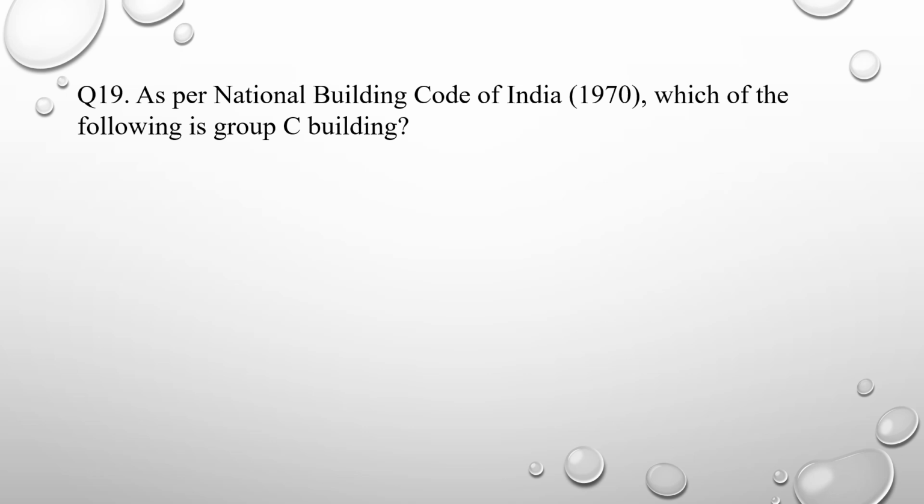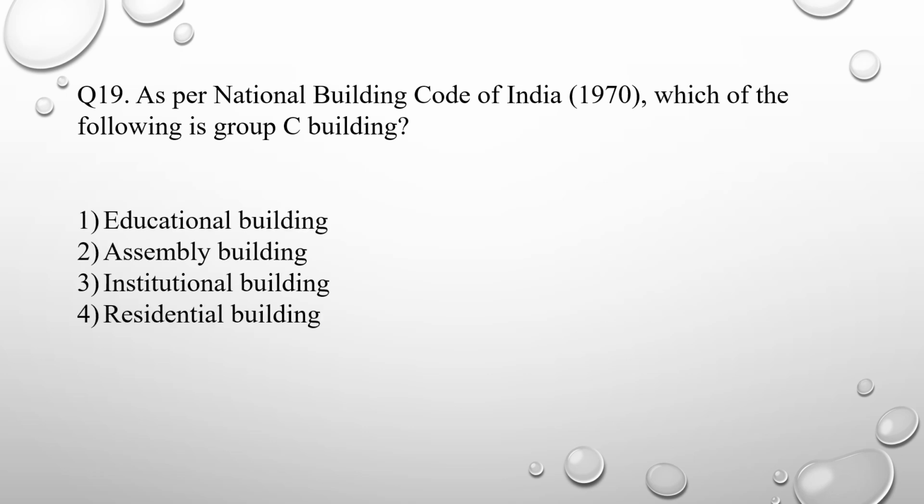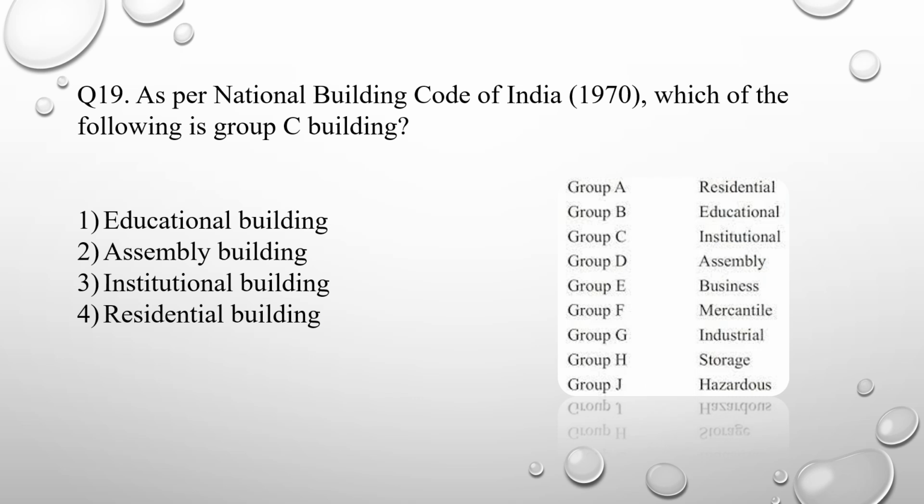Then question number 19. As per the National Building Code of India 1970, which of the following is a Group C building? The options are educational building, assembly building, institutional building, residential building. From this, the Group C building is institutional building. This is the chart for the National Building Code of India. Group A is residential, Group B is educational, Group C is institutional, Group D is assembly, Group E is business, Group F is mercantile, Group G is industrial, Group H is storage, and Group J is for hazardous buildings.